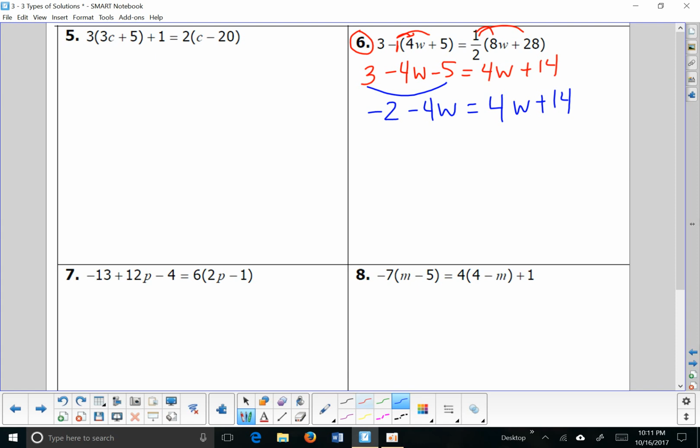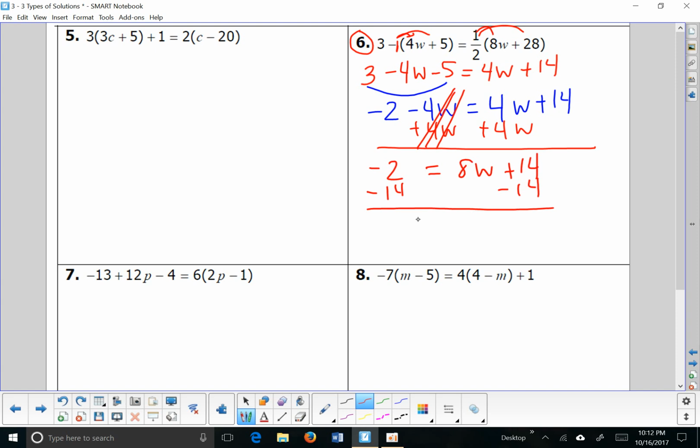Let's see, I always like to move my letters first, because if they're going to disappear on me, I want to know right away. So it looks like I'm going to do the opposite here. And they might have the same numbers, but only this one actually cancels out. So I've got negative 2 equals 8w plus 14. Subtract 14, subtract 14. Negative 16 equals 8w. Divide both sides by the coefficient. And I get my final answer. Now if I want to know if I'm right, I'm going to plug this negative 2 in for w, and I'm going to check to see if these two sides are equal.